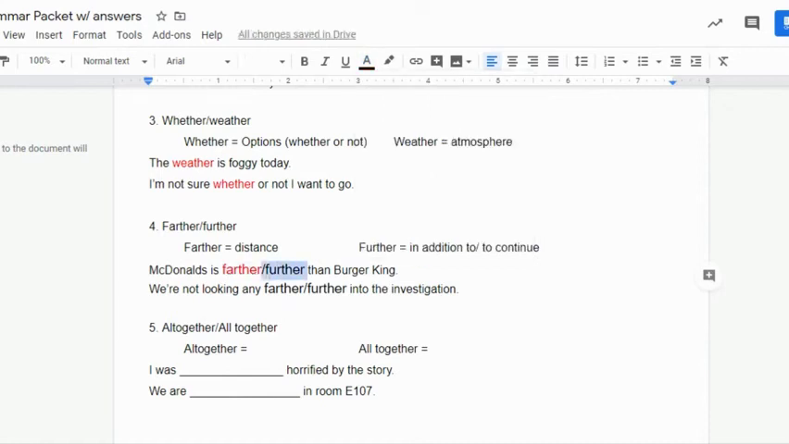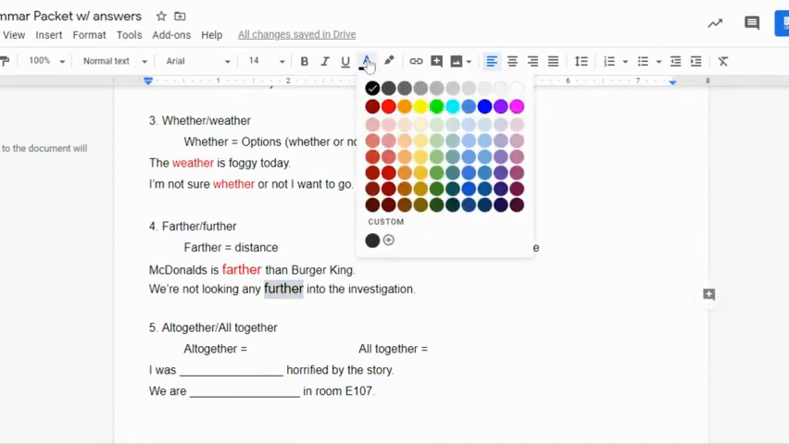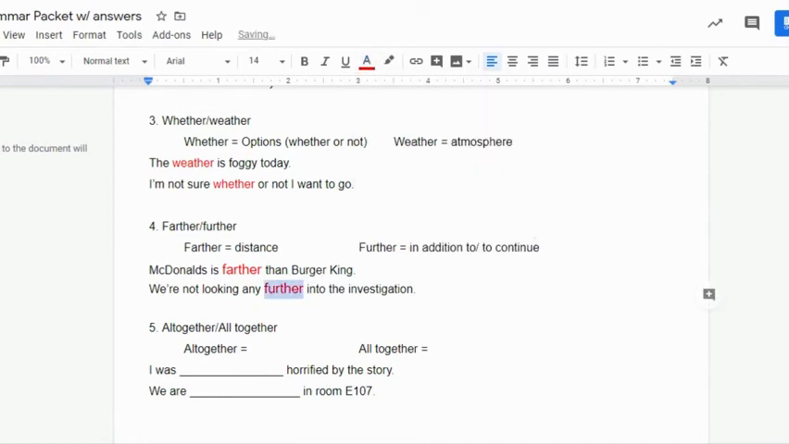And second part, we're not looking any further into the investigation because we're not going to continue the investigation. We're done with the distance, not going distance. We're talking about continuing. And last one, altogether versus all together.